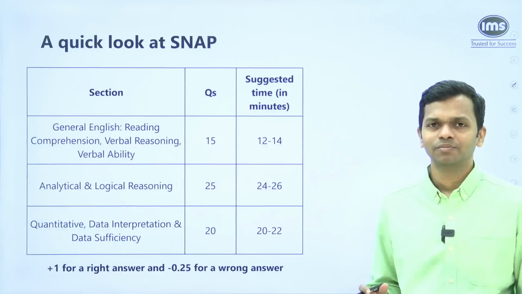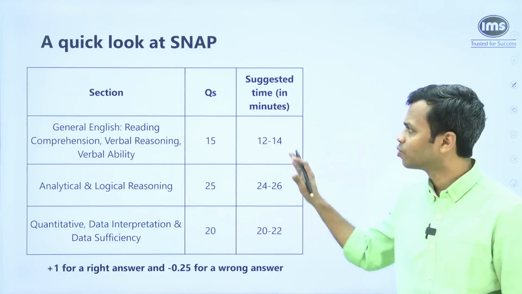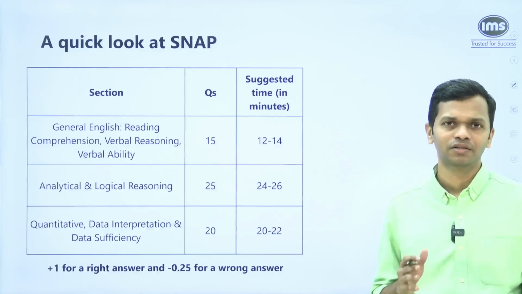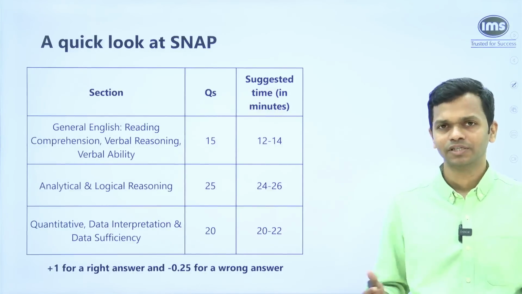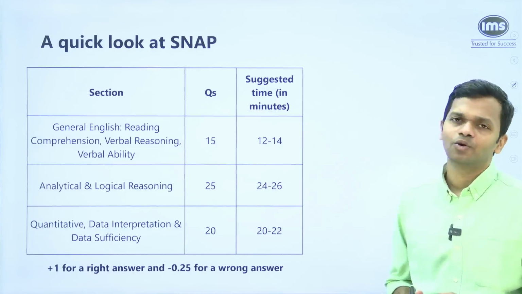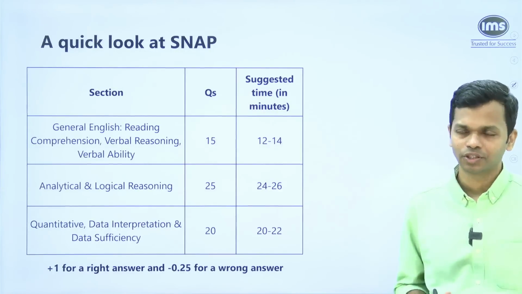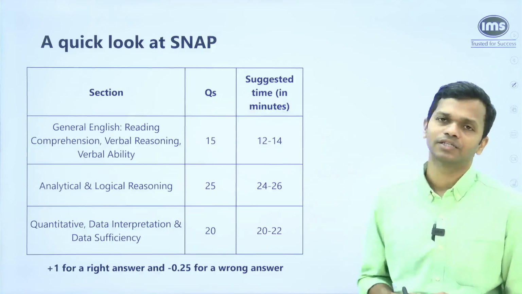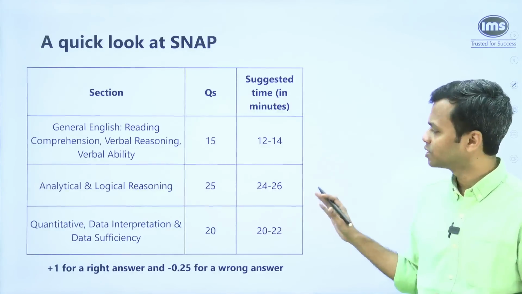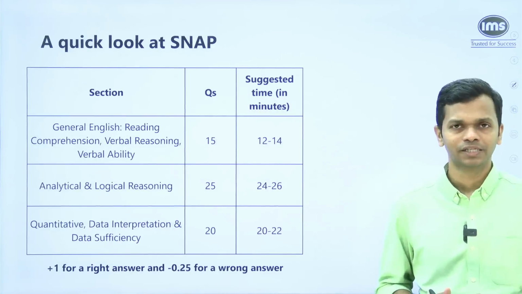So it's a 60 minute 60 question test, and if you look at the format, you have 15 questions in the English section or the language skills section. In the analytical and logical reasoning, that's the most dominant part of the test, that has 25 questions, and the quant and the DI section is 20 questions. So total 60 questions to be done over 60 minutes.